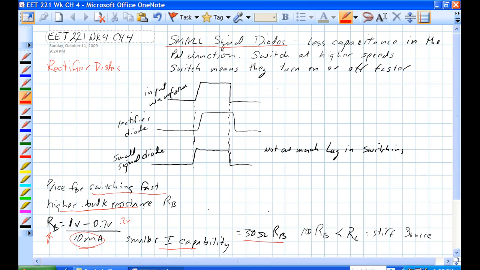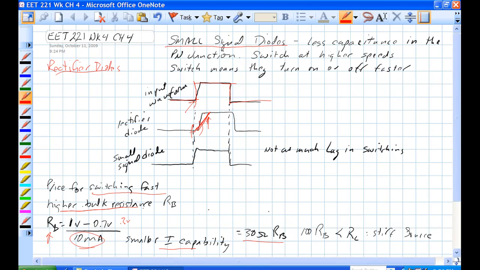Let's look at the switching speeds of these two diodes. A rectifier diode, when the input switches from 0 to whatever it's going to switch to, at this point right here, when it switches, it takes a certain amount of time for the rectifier diode to go from low to high, and also it's at a slope here because you still have to charge the capacitor in the PN junction to get that thing to switch.